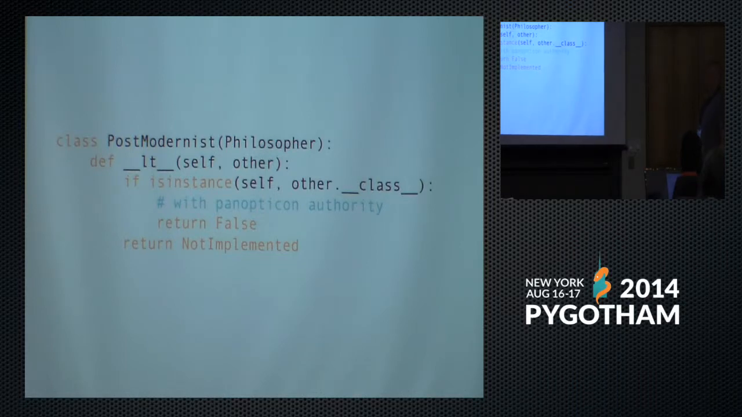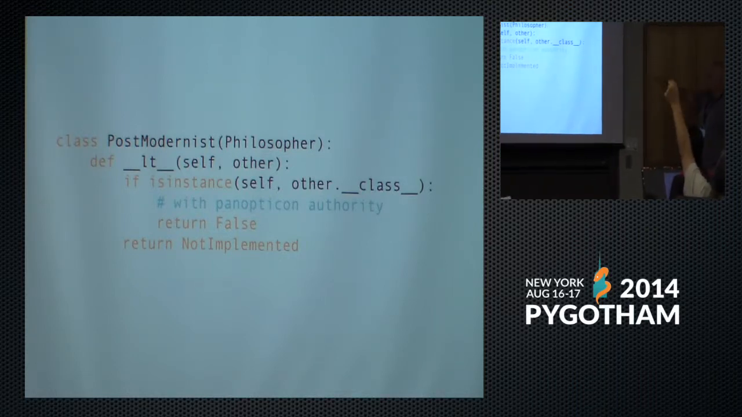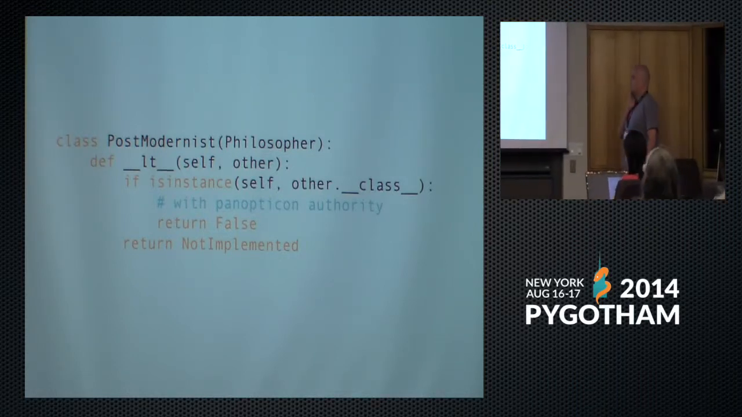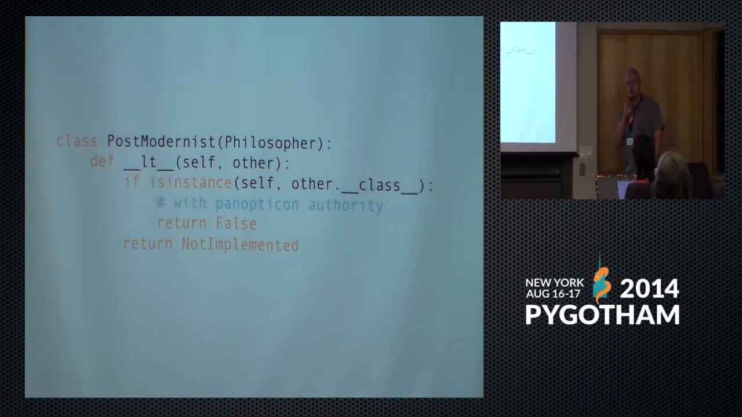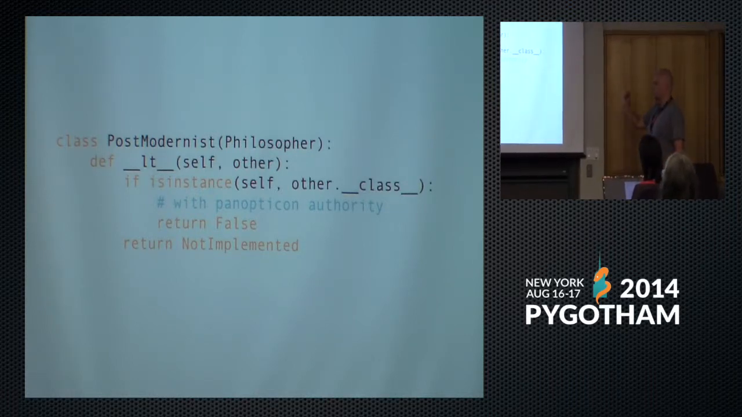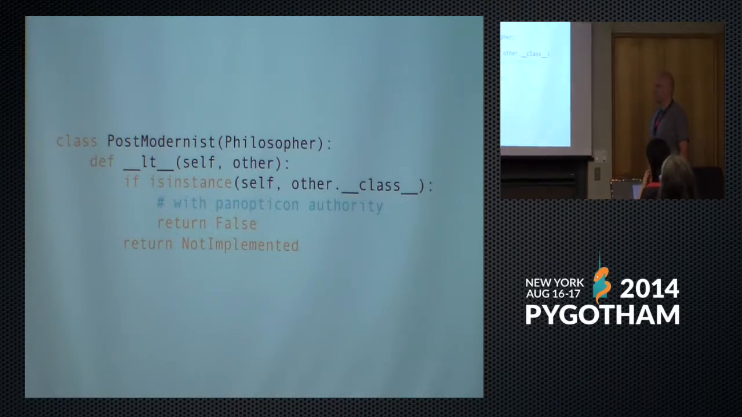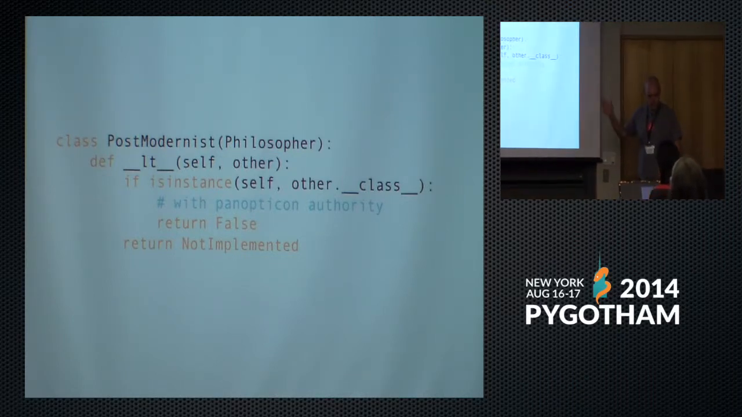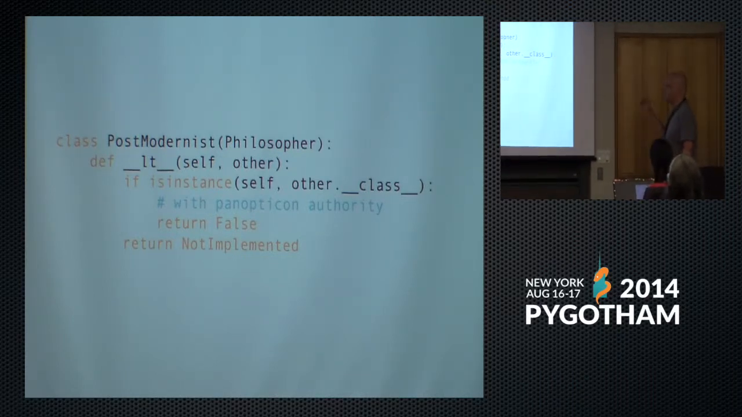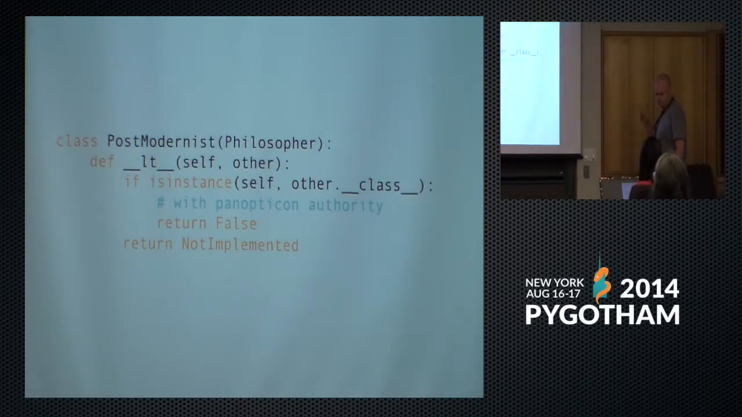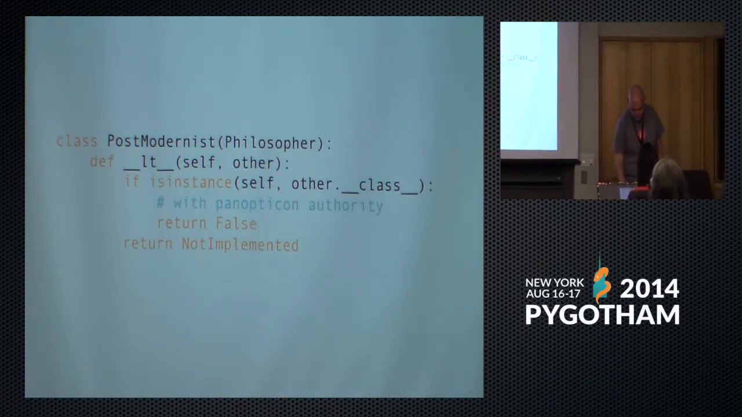So postmodernists are not really philosophers, but they do inherit philosophy. I'm sorry to any postmodernists who think you are philosophers, you're not. And so we define this less than method just because postmodernists are contrarian. So we have a greater than method on philosophers, and postmodernists implements less than, but not greater than. And because Foucault is a big believer in the panopticon and authority, Foucault doesn't care who he's compared against, he is always greater than them. Or in this case, never less than them. Unless it's not a philosopher, in which case Foucault doesn't know what to do, so he returns NotImplemented.